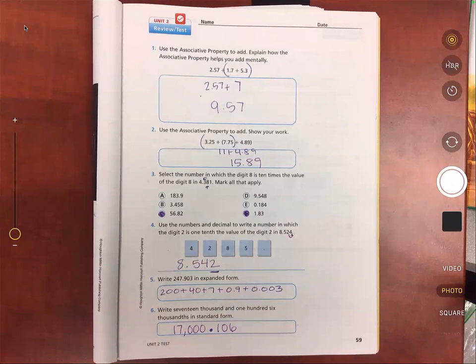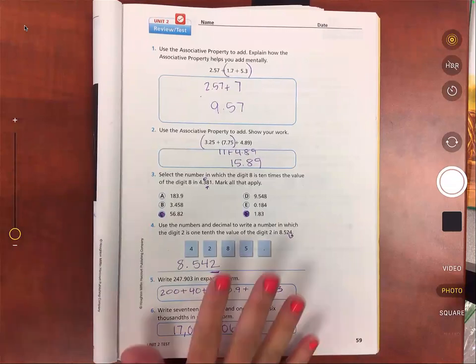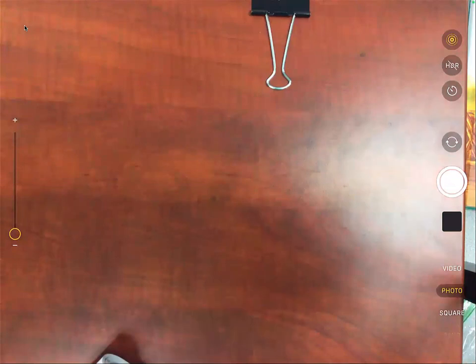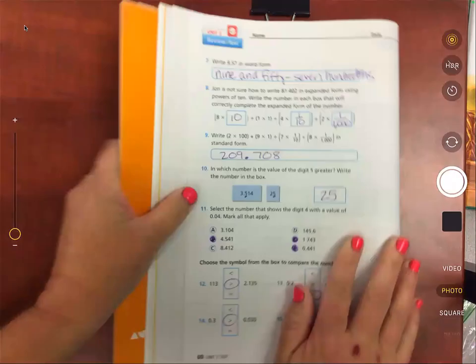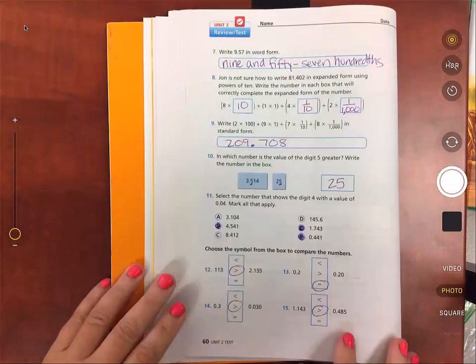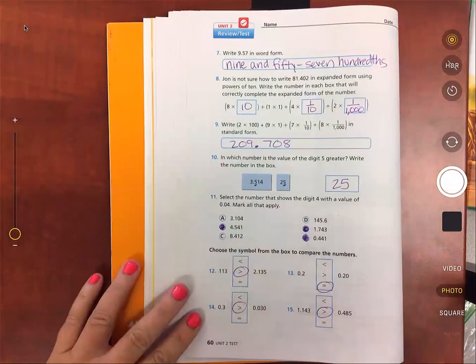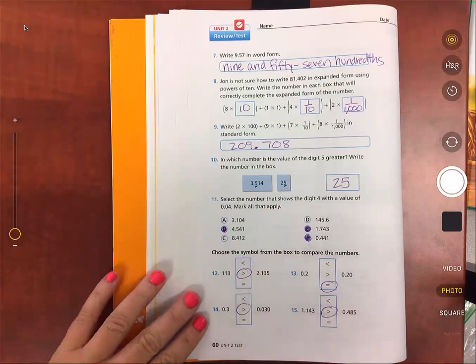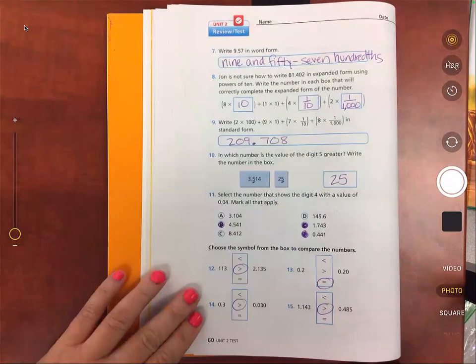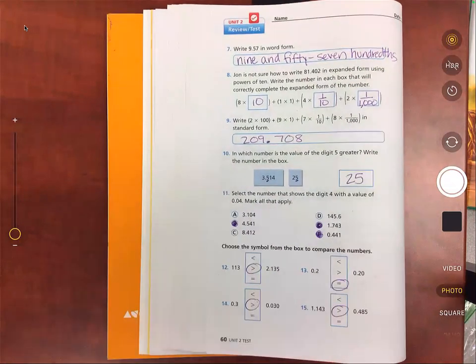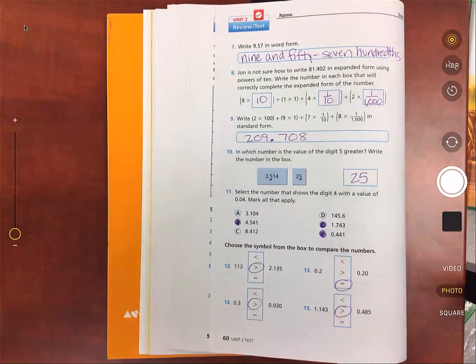Okay. Any questions on any of the other problems on this page? No. All right, let's move on to page 60. Good old place value, powers of 10 in there, and putting numbers in words.